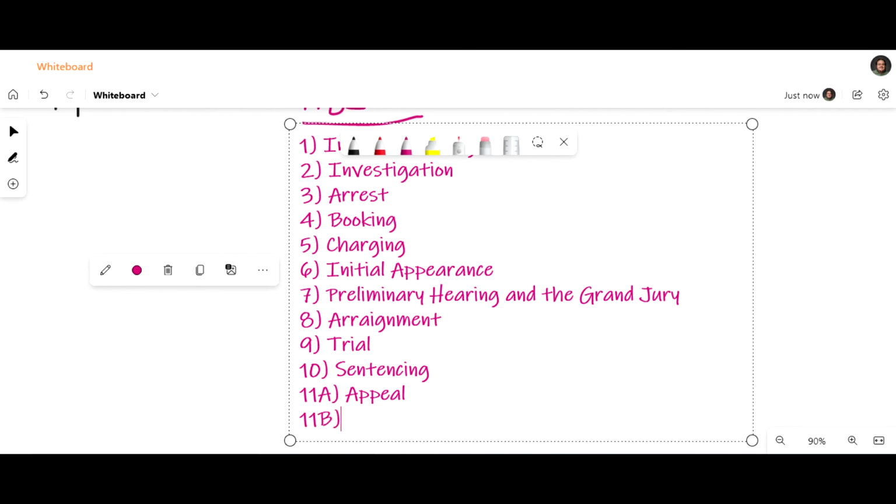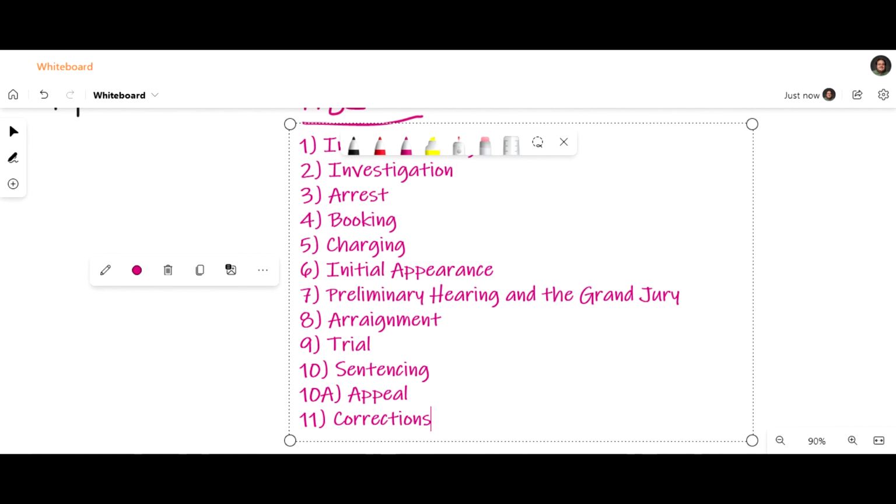Whoops, 11B, on the other hand, regardless of if the appeal goes, you know what? I don't like how I did that. I'm going to make that 10A. That works better. Sorry.